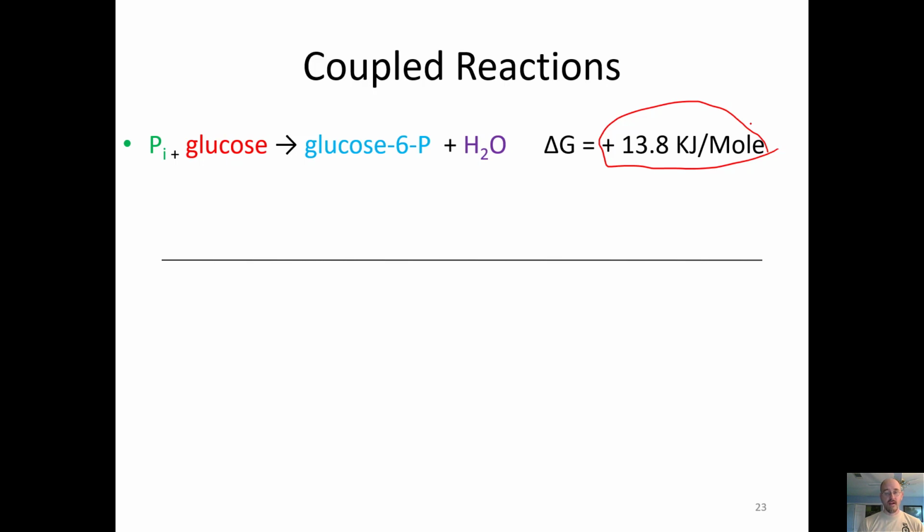Cool, right? Now we have more energy. And so that means that the glucose is more reactive for other reactions. And now it's very charged and it's less likely to be able to leave the cell by accident. It won't cross the cell membrane.